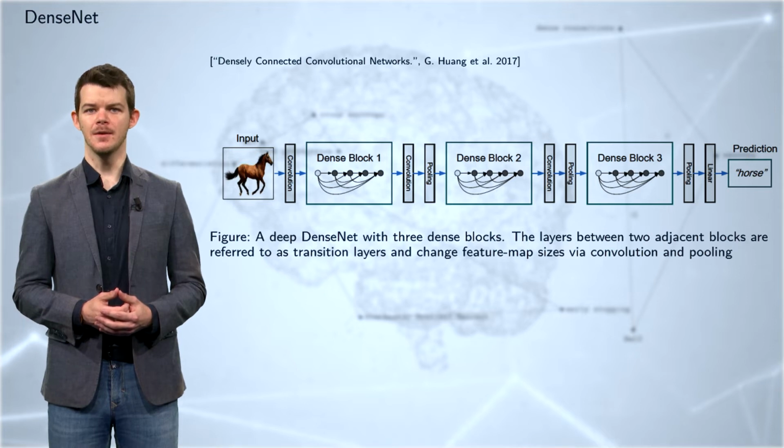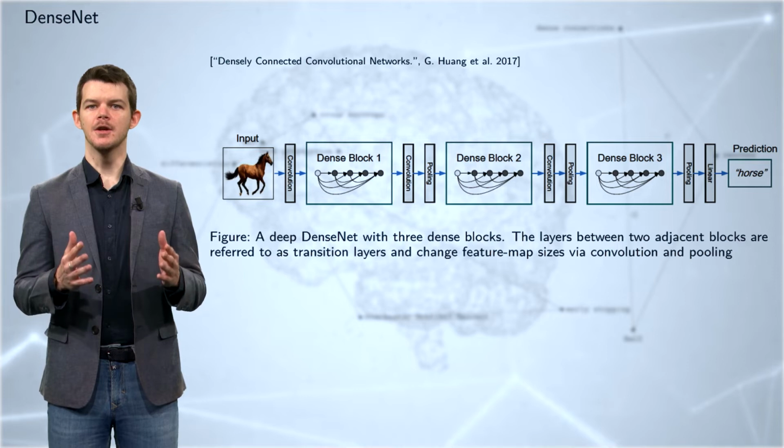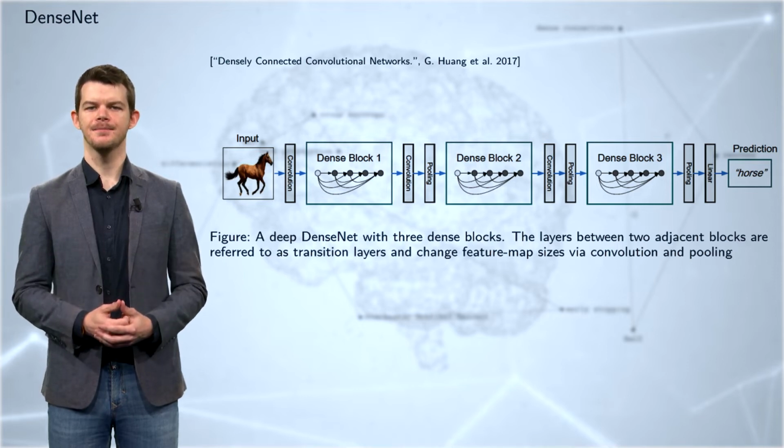The role of these layers is to modify the feature map sizes, whereas they do not change inside the dense blocks. To do so, as usual, convolution and pooling are used inside transition layers.